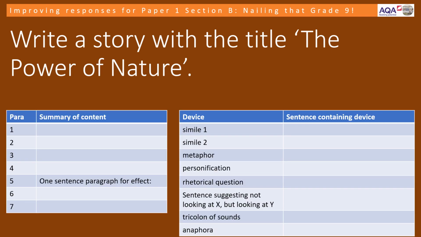If planning, some of my past pupils have found it helpful to use these grids. Ensure that each paragraph has a clear, distinct focus. And why not pre-plan those similes, metaphors and other devices which will contribute to your piece being more engaging and sophisticated? So press pause and get cracking.